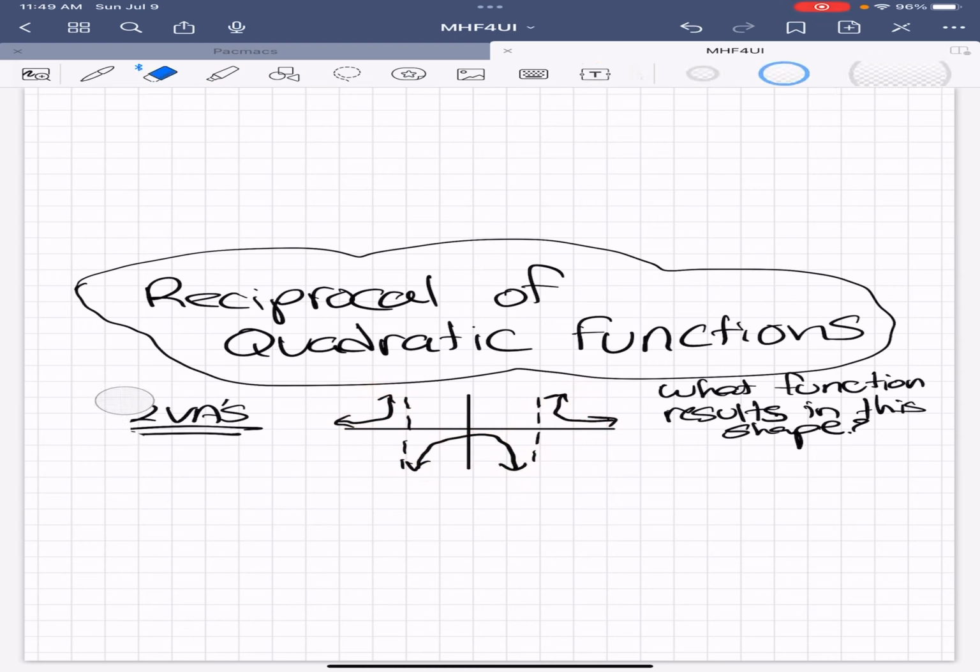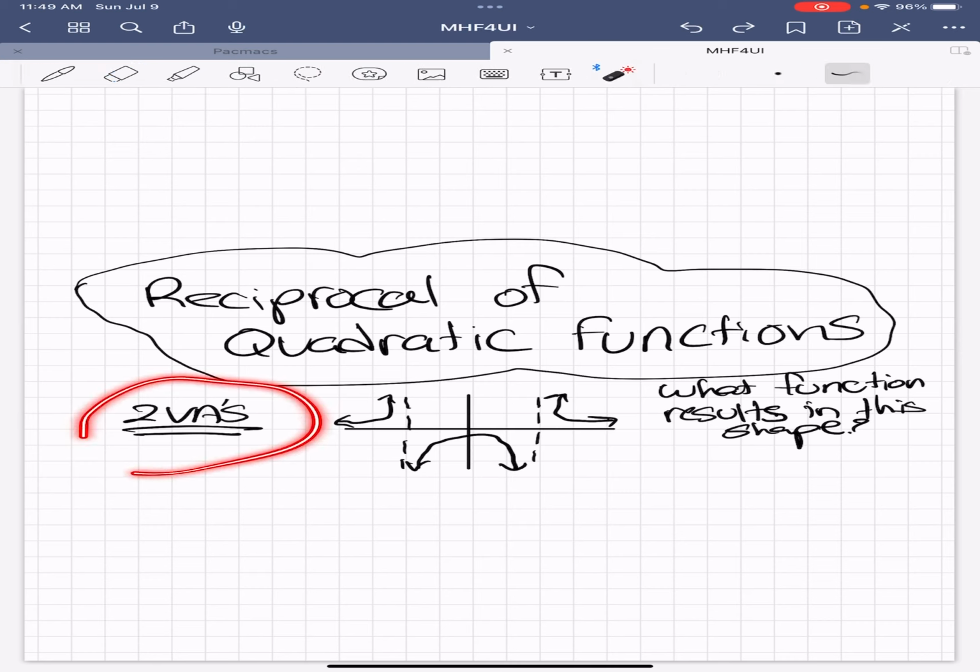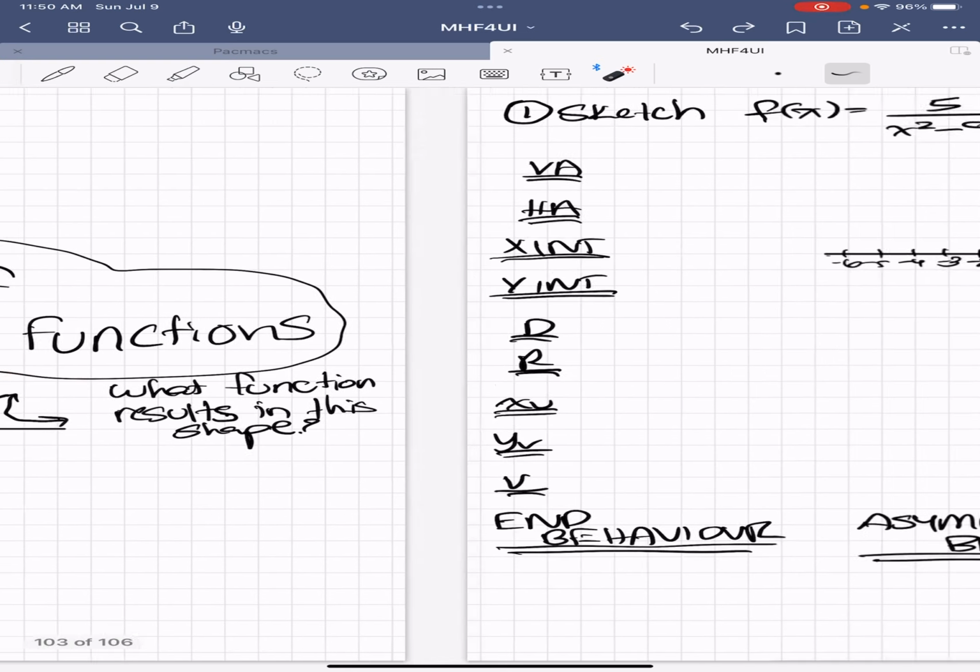And it has two VAs. So on the bottom, it's going to be a difference of squares, or it's going to factor out into two VAs. Because for a VA, you solve for x with the denominator, and it's going to be two VAs instead of one, and it's going to look like this. And let's get started.